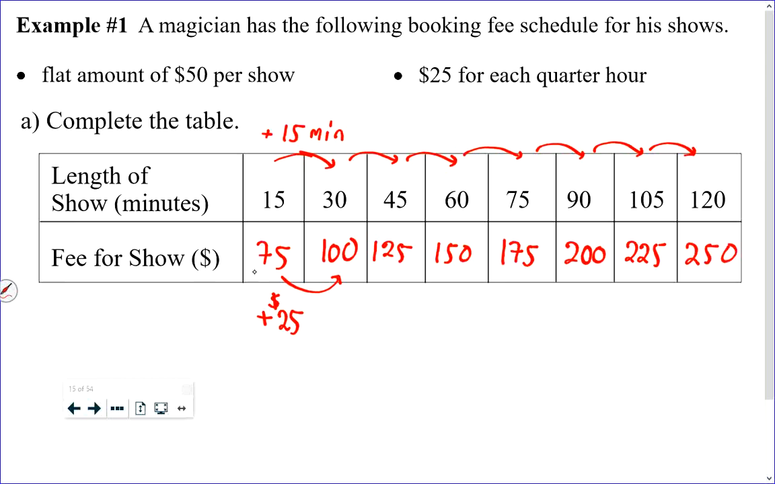And again, I'm just going to put up here to make sure, if you're looking back and you're wondering where these numbers are coming from, this 90, 105, and 120, it's that a quarter of an hour is 15 minutes. So we're going up by 15 minutes each time, $25 more. Okay. Do you have in your table a 0? You don't. Okay. Good.